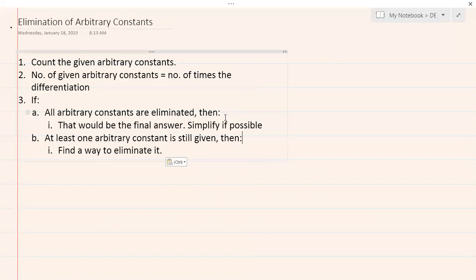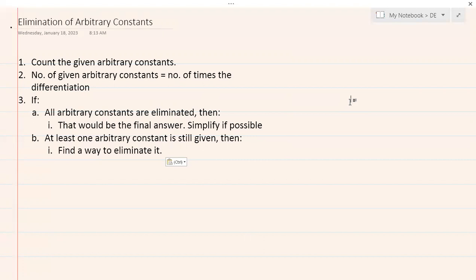There are three steps that you need to follow. Number one, in your first step, count the given arbitrary constants. How many are there in the equation that you are solving? Number two, however many arbitrary constants there are, that is also the number of times you will differentiate. So the number of given arbitrary constants is the number of times you will differentiate the equation. Then we have the last step, or third step.